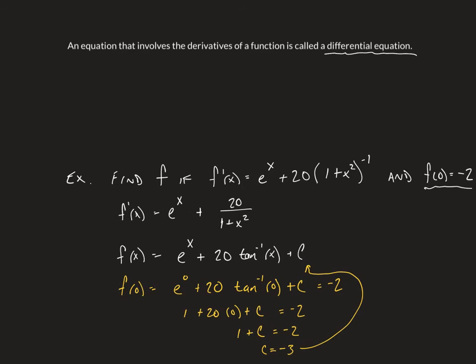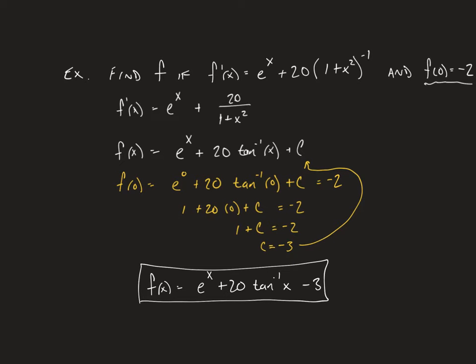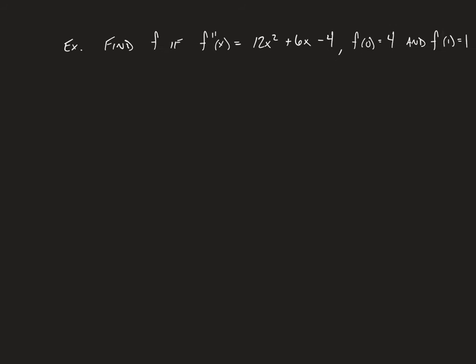So in my final answer, I can state that f of x is e to the x plus 20 times inverse tangent of x minus 3. And I don't have to put plus c because I was given the information to figure out exactly what that c value would be. And so that's what we're going to be doing when we're solving these differential equations. We're going to be given some information to figure out exactly what that antiderivative would be.